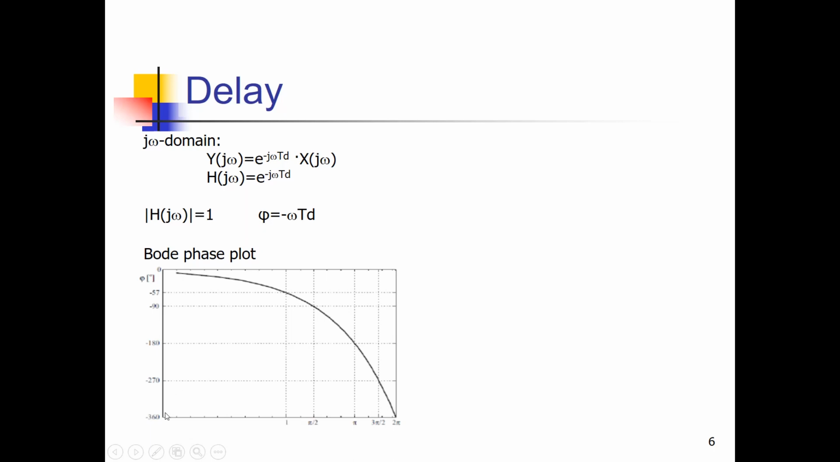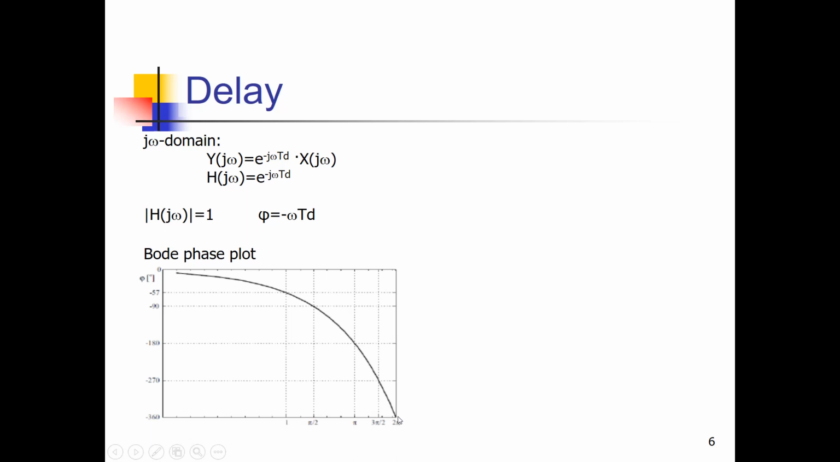But remember, the horizontal axis in the Bode plot is plotted on a logarithmic scale, and that's why the curve looks like this. So when you have a Bode plot with a phase which has this kind of curve in it, then you know for certain there is a delay in your system.